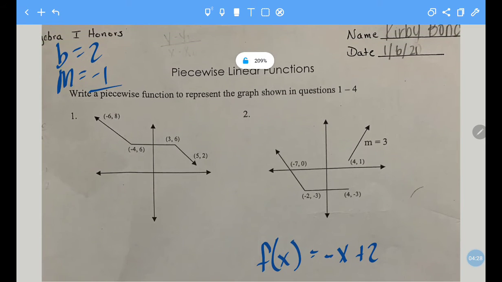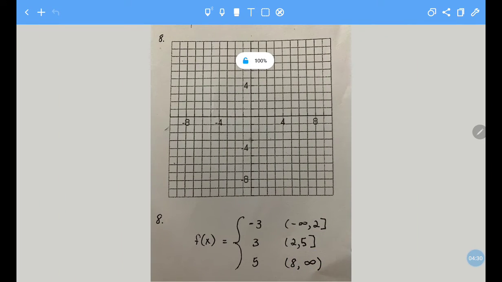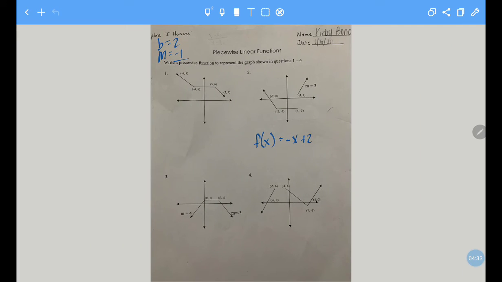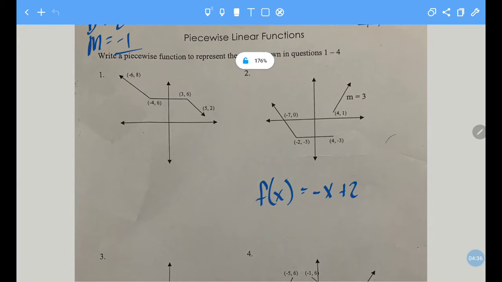Let me take a look at this other page and see how they wrote it, so I make sure I do it the same way. Oh, interval notation. Awesome. So we would write it this way, or however you do it. From negative infinity to negative 4. Okay, so there's part 1.